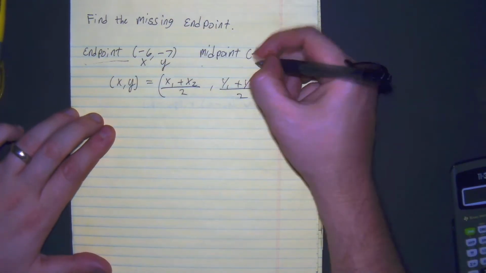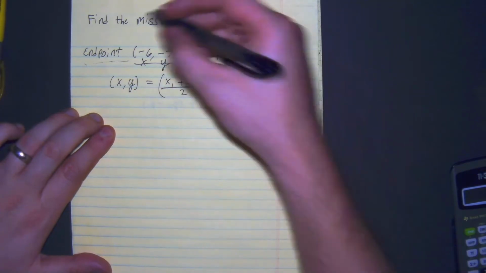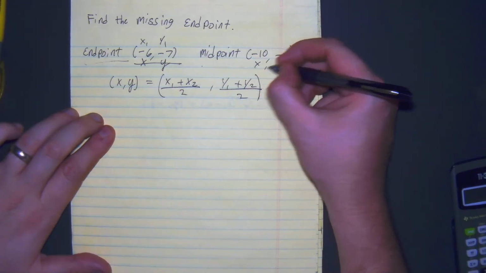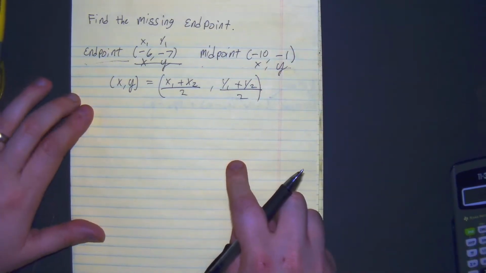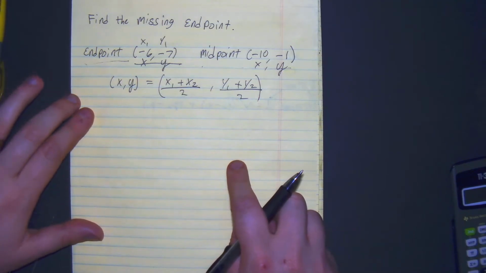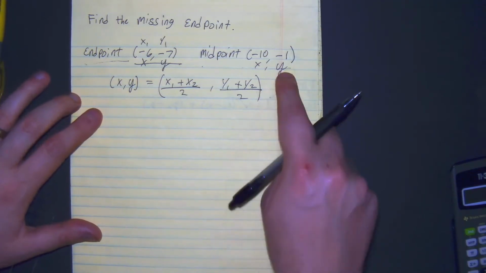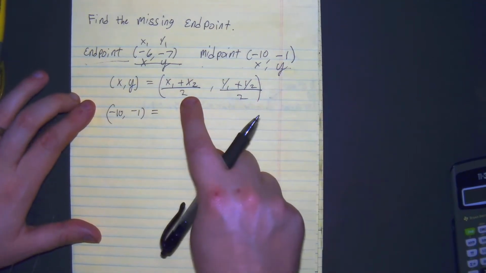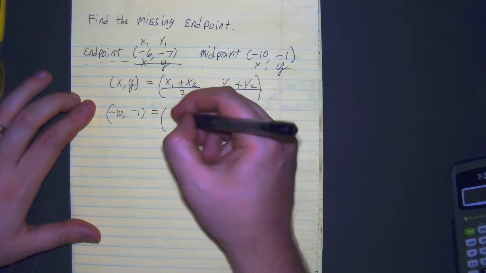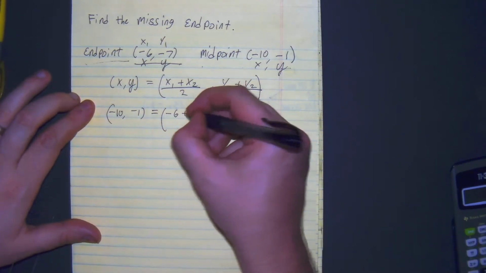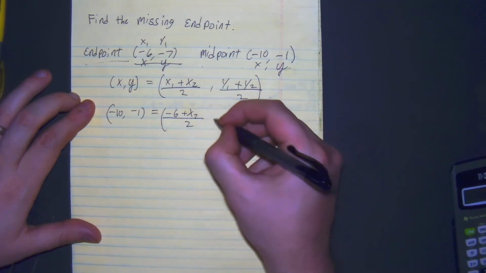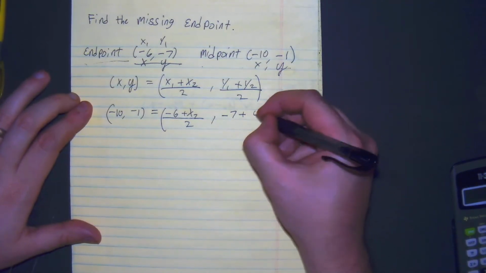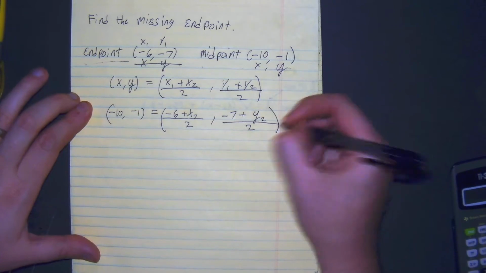Our midpoint being x1, y1, and our endpoint being x, comma, y. We're going to plug everything in and then kind of start working from there. So we have our midpoint, negative 10, negative 1. Then we have negative 6 plus x2 divided by 2, comma, then we have negative 7 plus y2 divided by 2.